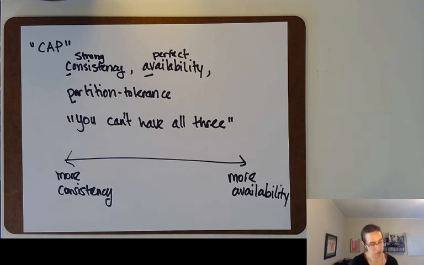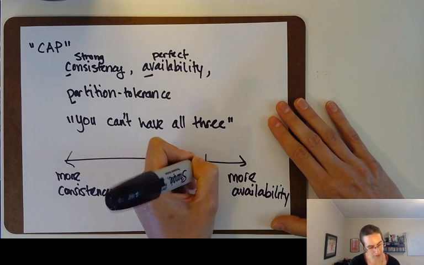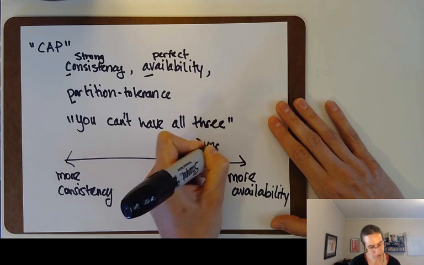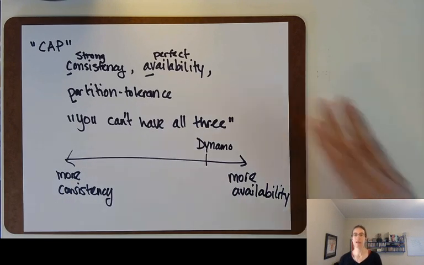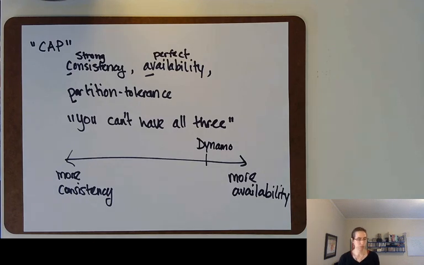So Dynamo makes a choice that falls more toward the availability end of the spectrum. And other systems might make other choices. But don't think of this as an either-or sort of thing.